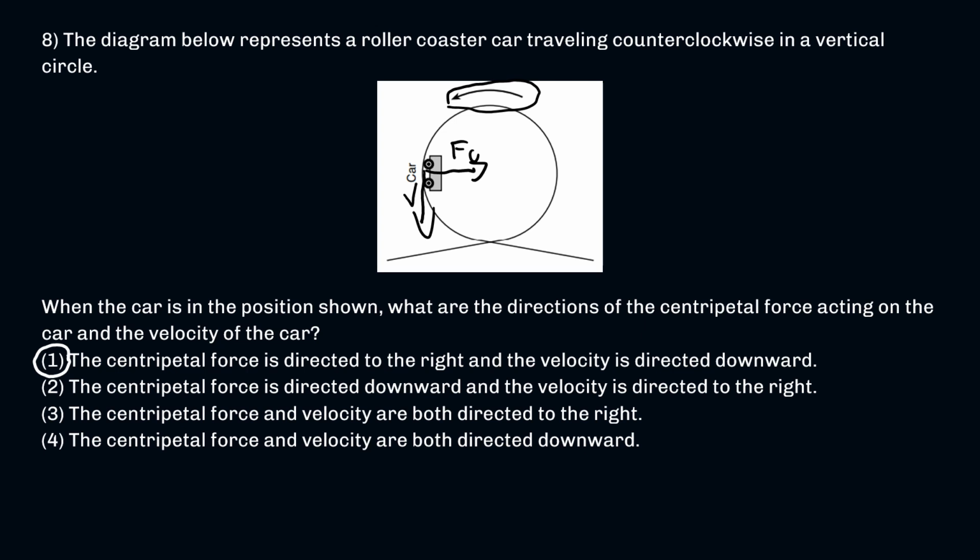At any point in the circle, the velocity is always tangential. The force is always going to be a sum of all forces, which is really what the centripetal force is. That net force is always going to be towards the center of the circle. So answer choice 1 is my answer. Force is to the right, velocity is downward. So let's move on to our next example.